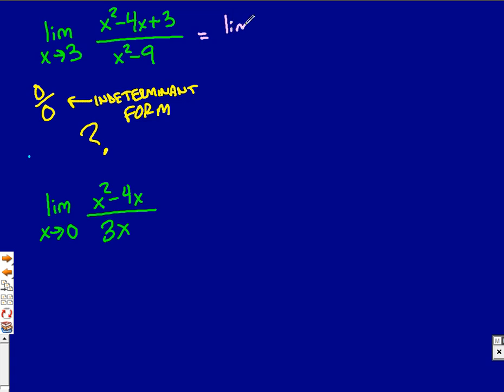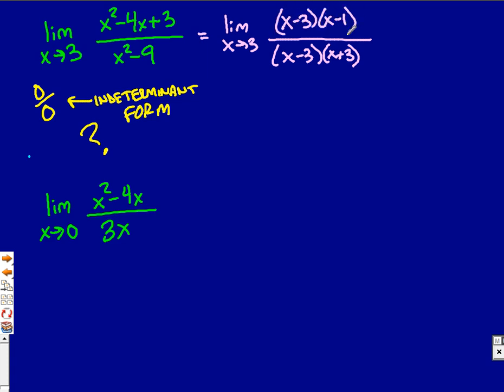So in this problem, for example, I notice I can factor both the numerator and the denominator. So I'm going to do just that. My denominator is a difference of squares. My numerator will go to x minus 3 and x minus 1. And this is what's going to happen basically every time. Something should cancel. And it did. Good. So when that cancels, I'm left with just x minus 1 on top and x plus 3.